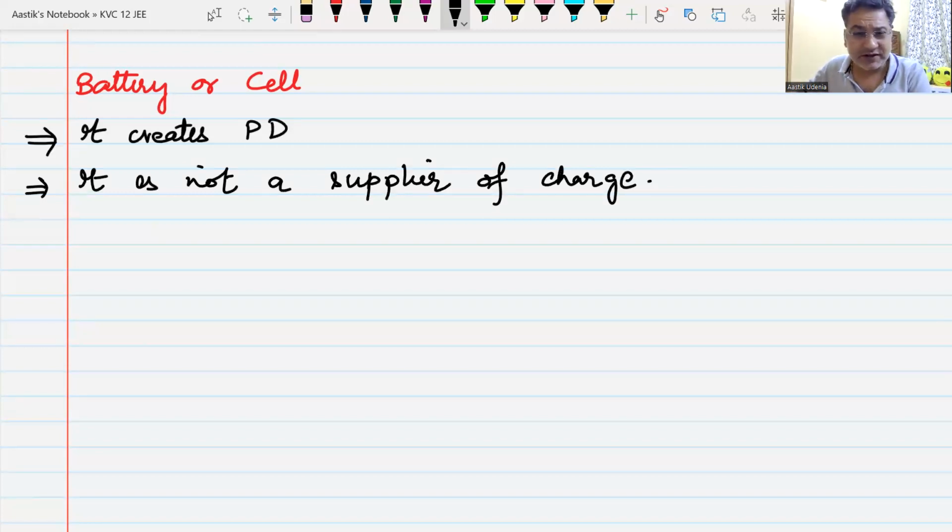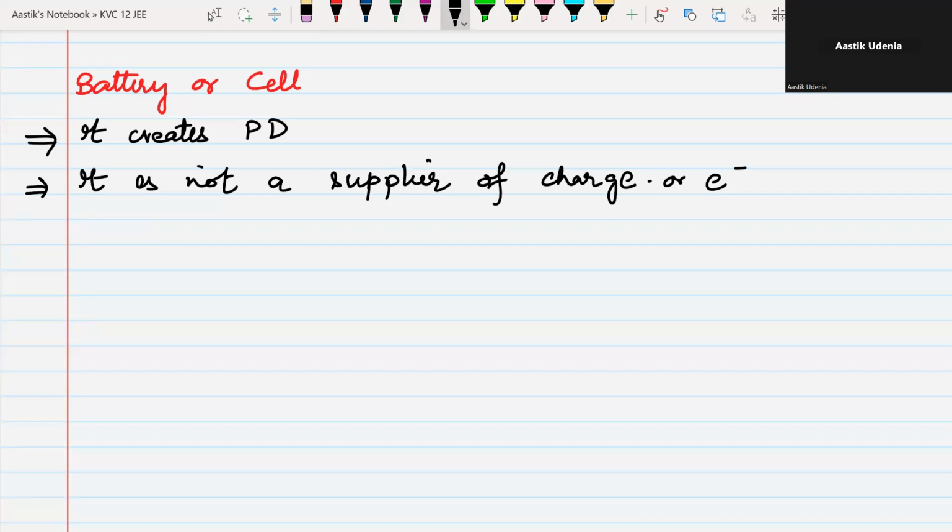I heard students say, what does a battery do? Battery supplies charge or electrons. Battery is a supplier of electrons. No, a battery does not have free electrons that it can supply. It is not a contractor or a supplier that can give you electrons or charges. It only creates potential difference, and because of this potential difference, you are able to allow current to flow.